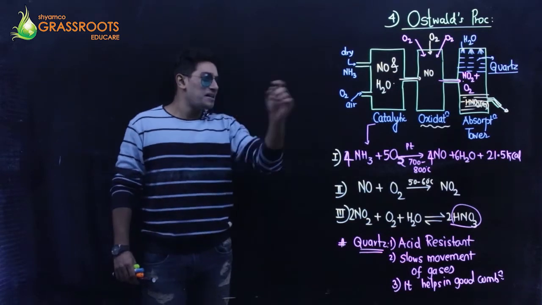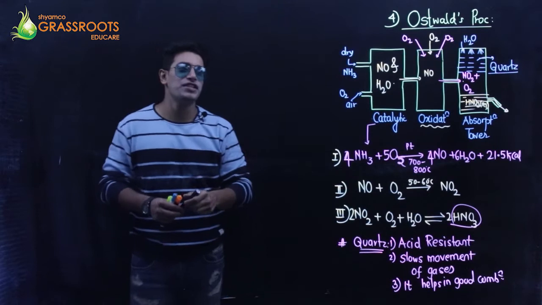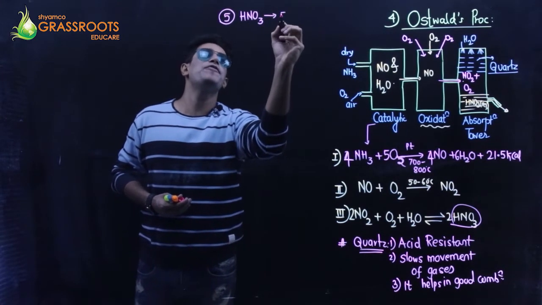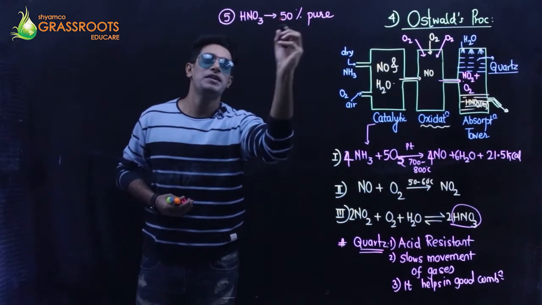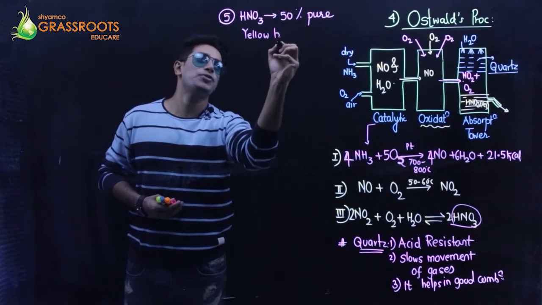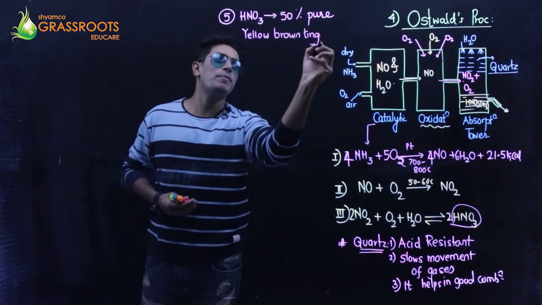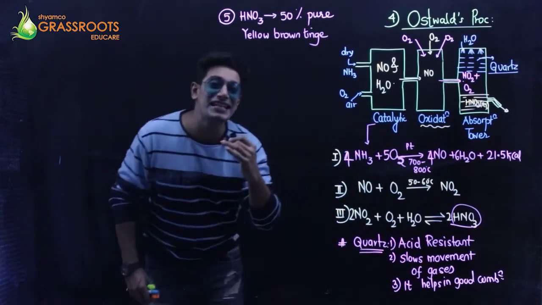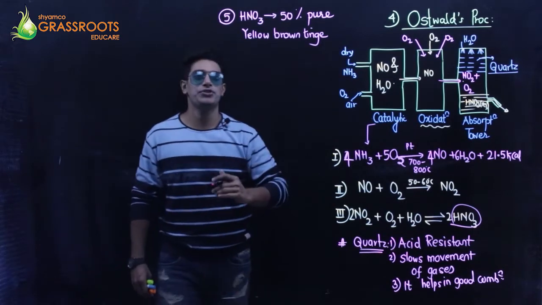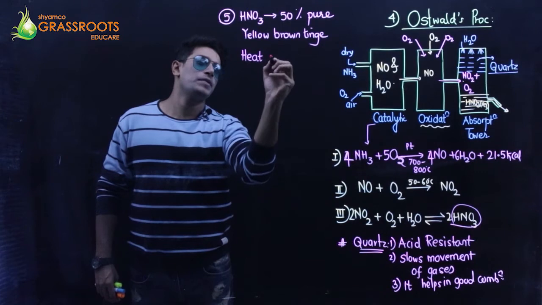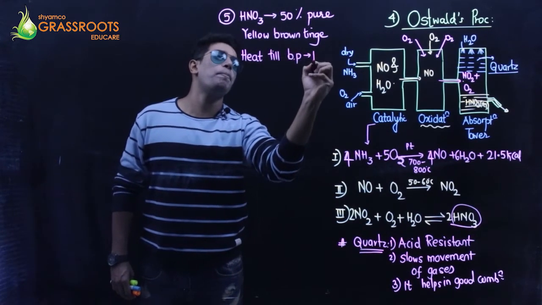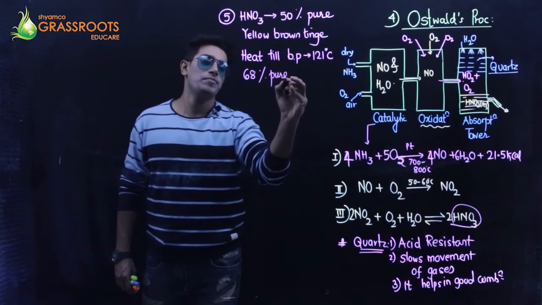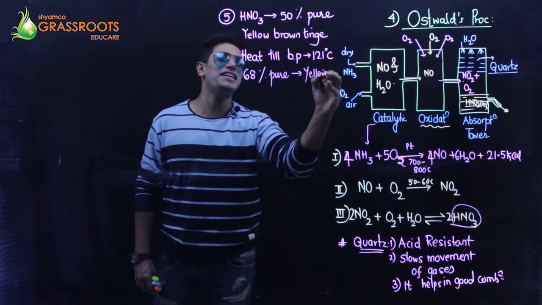Now, the HNO3 which I obtained from this method, that's my fifth answer for y'all. This HNO3 is again only 50% pure. I'm not liking this at all. And again the color is a yellow brown tinge. Now what I'm thinking is I want pure HNO3. What I'll do is heat HNO3 till the boiling point. As I heat HNO3 till the boiling point, that is approximately 121 degrees Celsius, I get approximately 68% pure, and that color is again yellow, but a lighter shade of yellow.